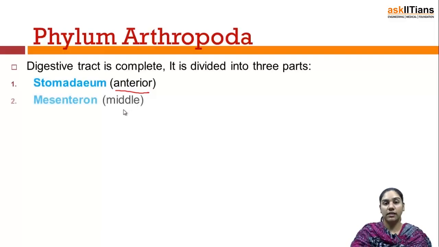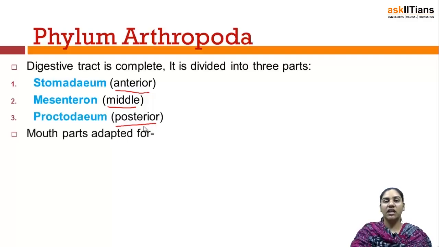The mesenteron, that is the middle part. And there is proctodeum, that is the posterior part. There are many types of mouth parts present in the insects.